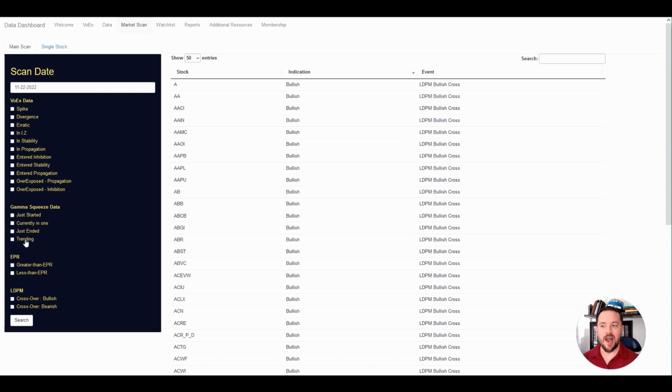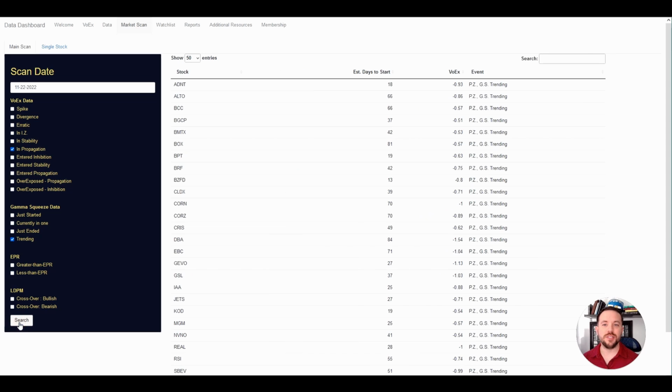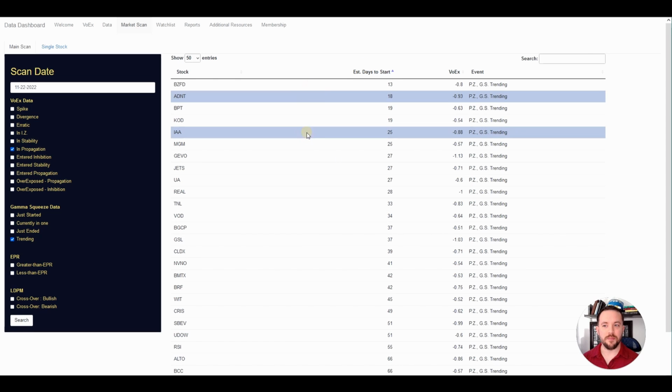For instance, lately I've been very interested in stocks that have a VoEx in the propagation zone and are trending towards Gamma Squeezes. There's quite a number.